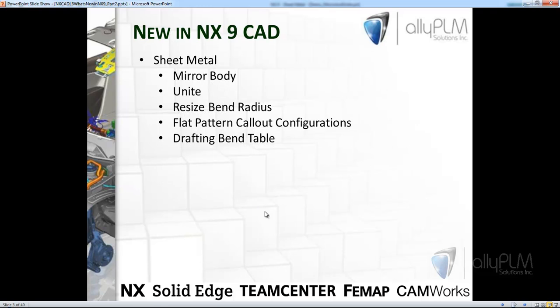We're going to look at mirror body. There's now a mirror body command in sheet metal. We can now unite inside of sheet metal. There's some work been done to the resize bend radius. We're going to look at how to configure our callouts for flat patterns to document. And we're also going to look at how we can create a bend table now in drafting or on a drawing.